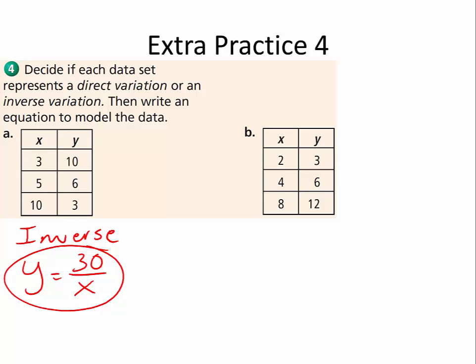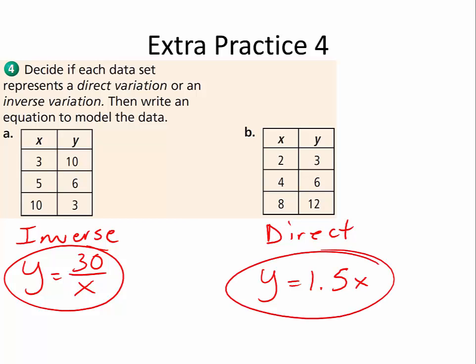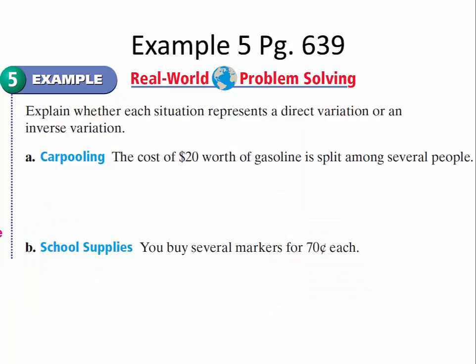So 3 divided by 2 is 1.5, 6 divided by 4 is 1.5, 12 divided by 8 is 1.5. So this is a direct variation. And the constant of variation we kept getting is 1.5. So y equals 1.5 times x is the equation. All right, let's see how you guys do on our next example then.